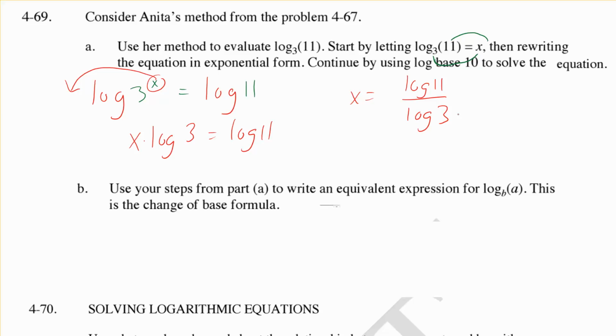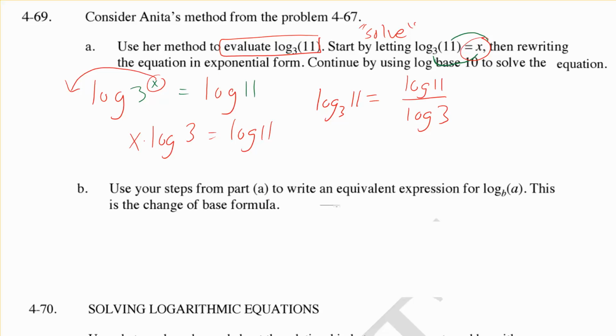Now let's go back to the original problem. We wanted to evaluate. There was no solve direction. We used the x as a placeholder for our evaluation. So really, log base 3 of 11 equals the log of 11 divided by the log of 3.